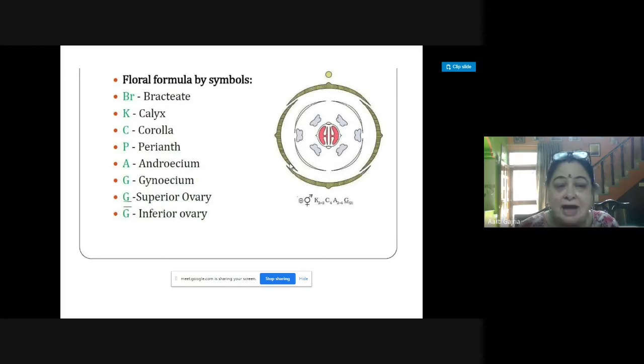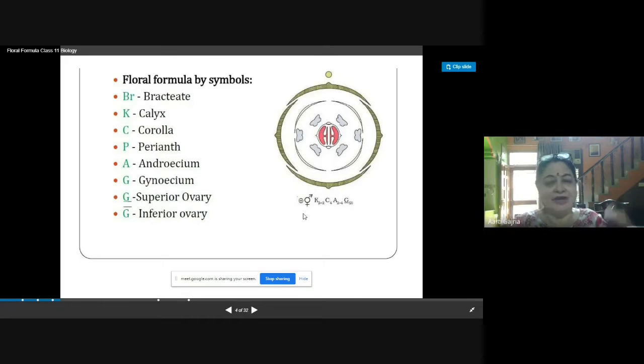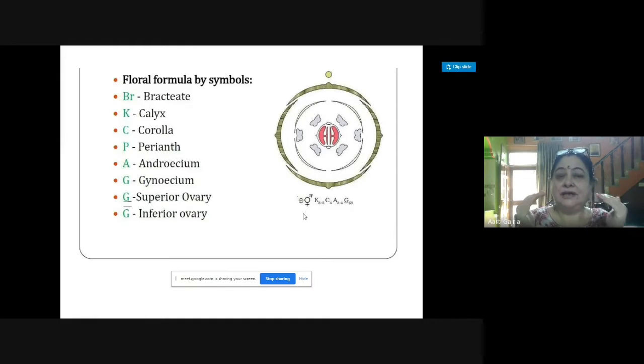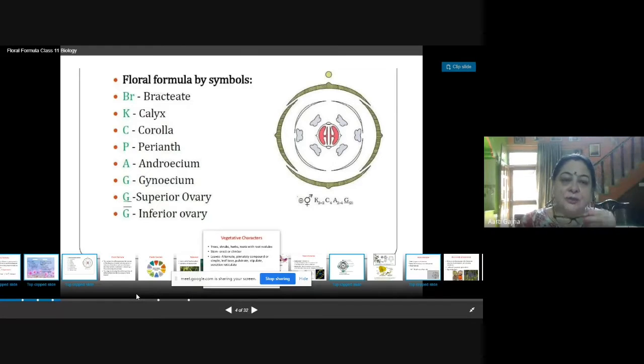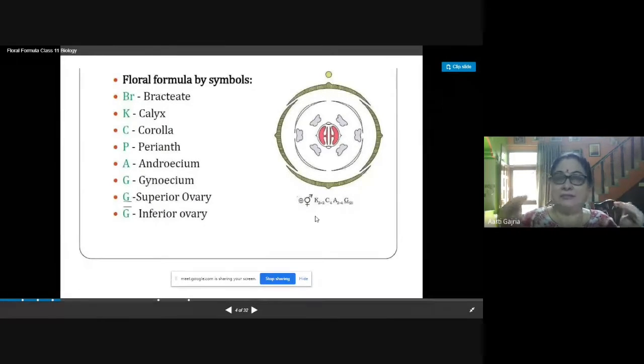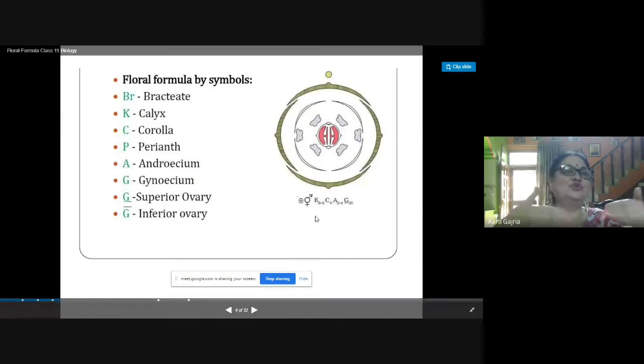Now this gynoecium is what? The line is below the G. That means the ovary is superior. Ovary is superior. And when the brackets are there after the numbers, and the numbers are inside the bracket, that means they are fused. When the number is inside the bracket, that means they are fused. So suppose this K 2 plus 2, they would write in a bracket. That means they are fused. But now the bracket is not there. That means they are not fused. They are in 2 rows.